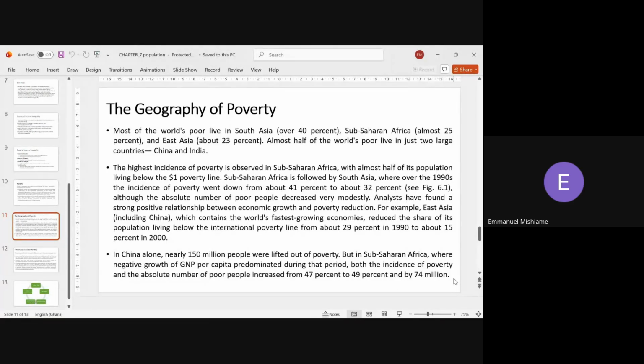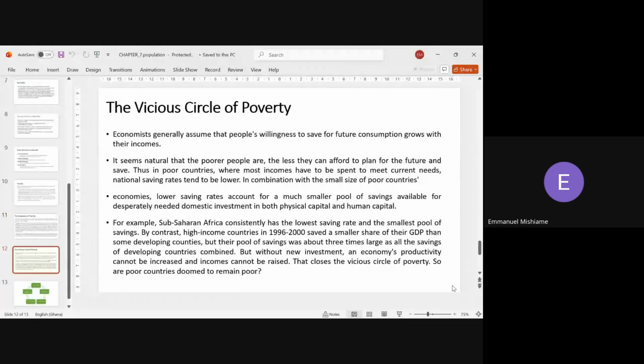Emmanuel Asempa, I don't know if you want to withdraw your statement now. Anyway, let's look then at the vicious cycle of poverty.